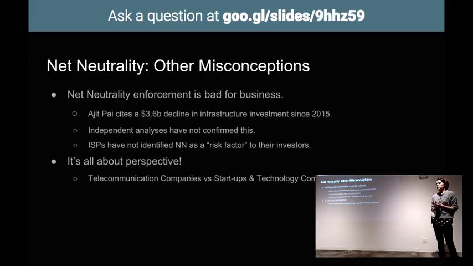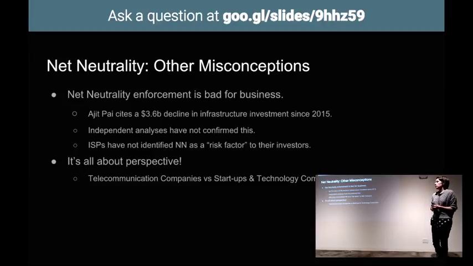In reality, you can make numbers say whatever you want. Independent analyses have not confirmed Ajit's claim about the $3.6 billion decline. And I've found statistics saying that, in fact, investment and booming businesses have only gone up since net neutrality has been codified. But I don't really want to trust those numbers, because any wordsmith can make any numbers that they find say whatever they want.